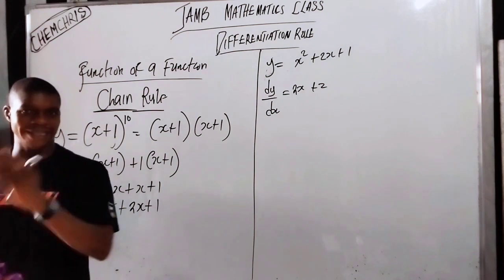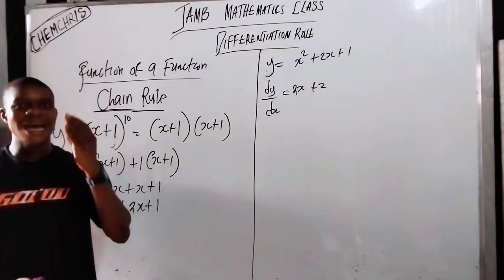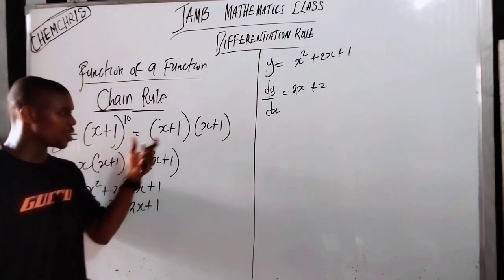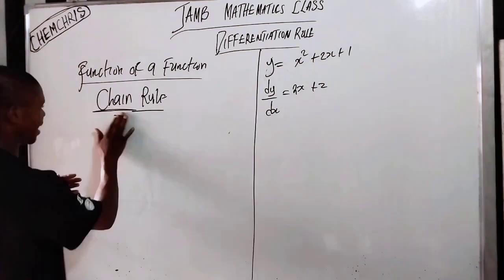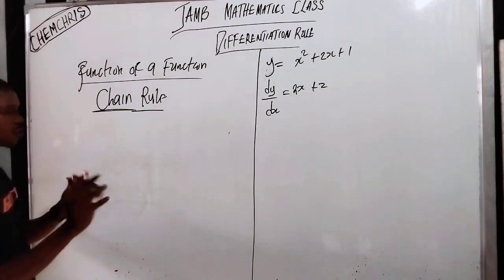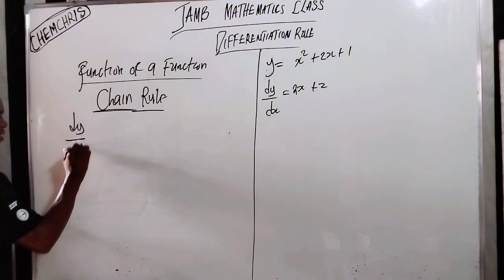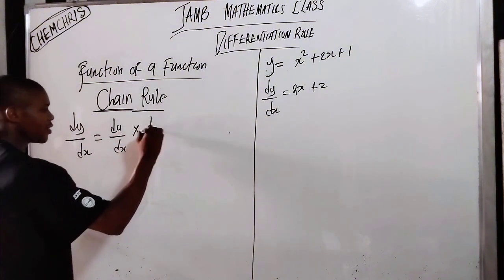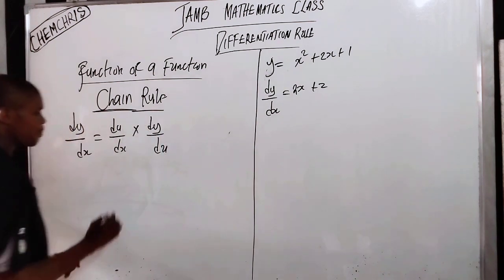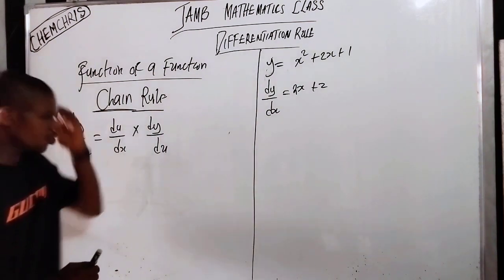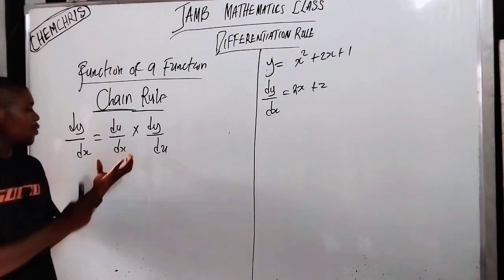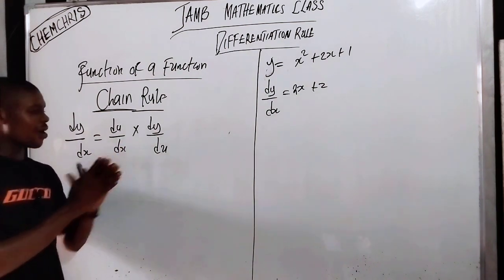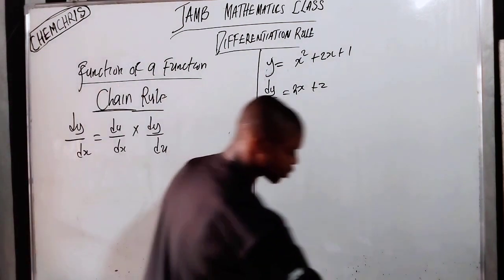So you want to pay full attention because I'm going to break it down for you, and I'm also going to show you shortcuts to do this. So let's get into it. The chain method is dy over dx equals du over dx times dy over du. This is the concept. So how do we know du over dx and dy over du? Please pay full attention here.